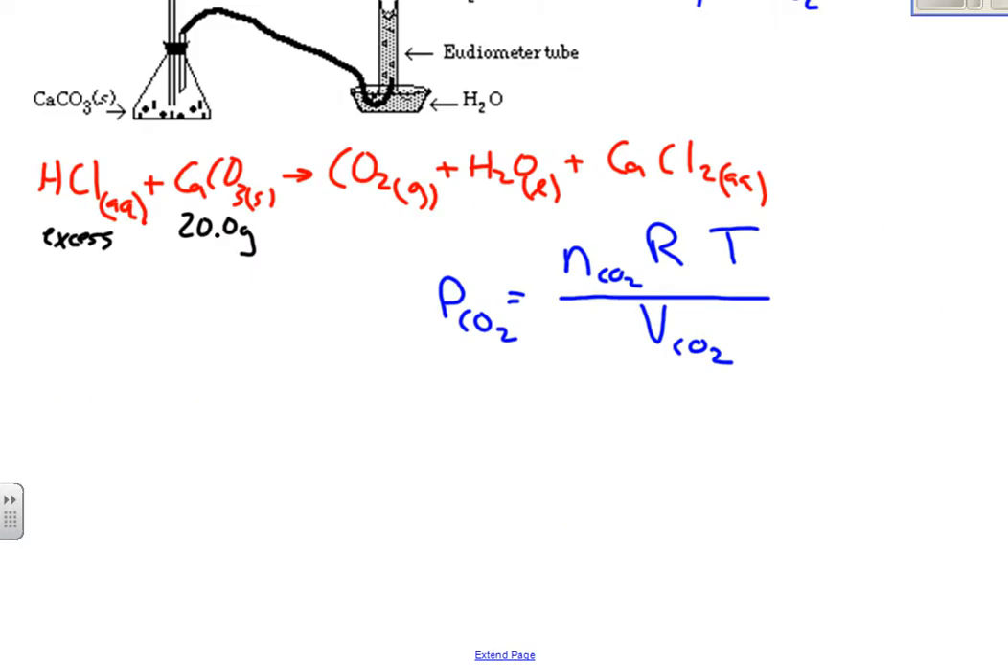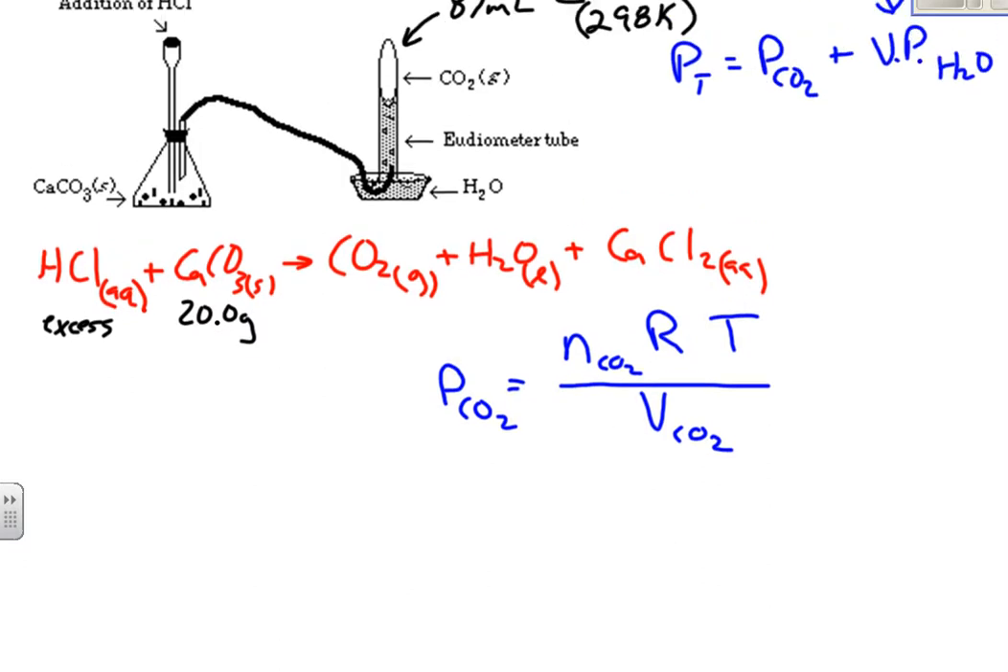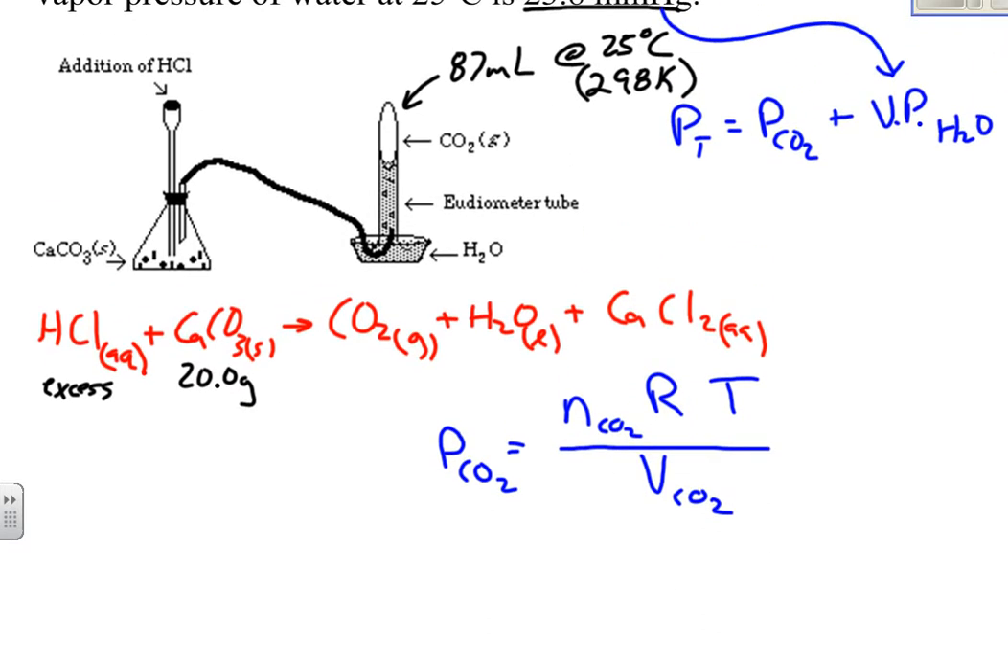So we need to get the number of moles of CO2. We know R, we're given T, and the volume of the container. Now, you might be tempted to think that the 87 milliliters that's in there is the volume of both of them combined. Well, it is, but remember, the carbon dioxide is going to fill that entire space up. It's not going to really even know that the water vapor is there. So all we need to do is figure out the moles of carbon dioxide produced.